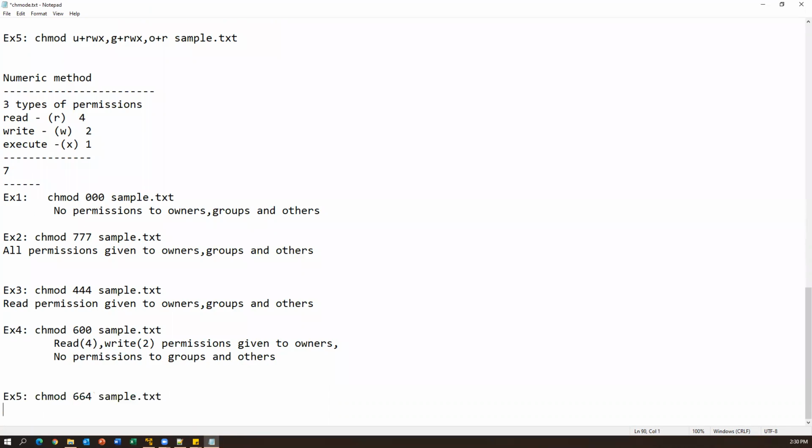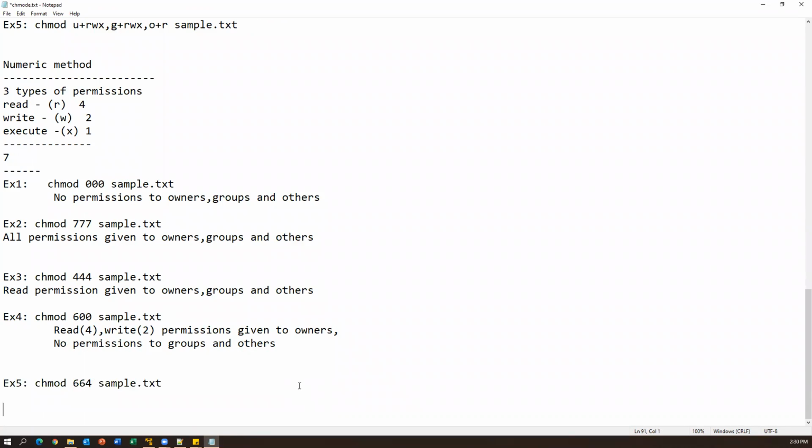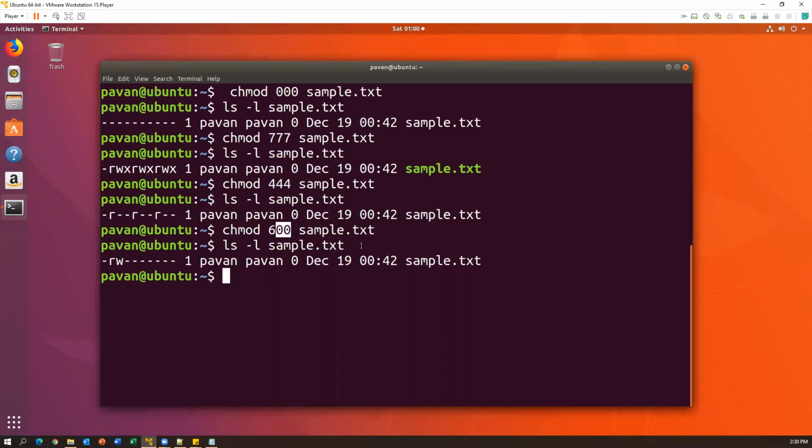Let's take one more example. chmod 664 sample.txt. What is meant by 664? Again, 6 means read and write. So read and write for owners, read and write for groups, but only read for others. 4 represents only read, right? This is the command we have to execute now. Let me copy this command and execute. After that, let's see the file.